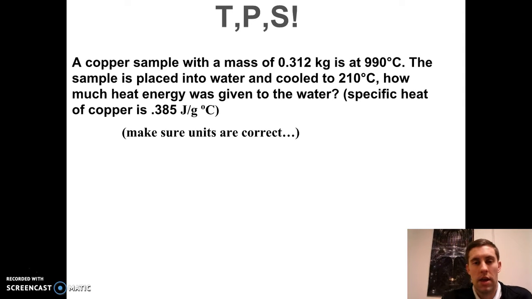Another one. If that last one made sense, try and give this one a shot. Pause it. Hit play when you think you got it or when you get stuck.